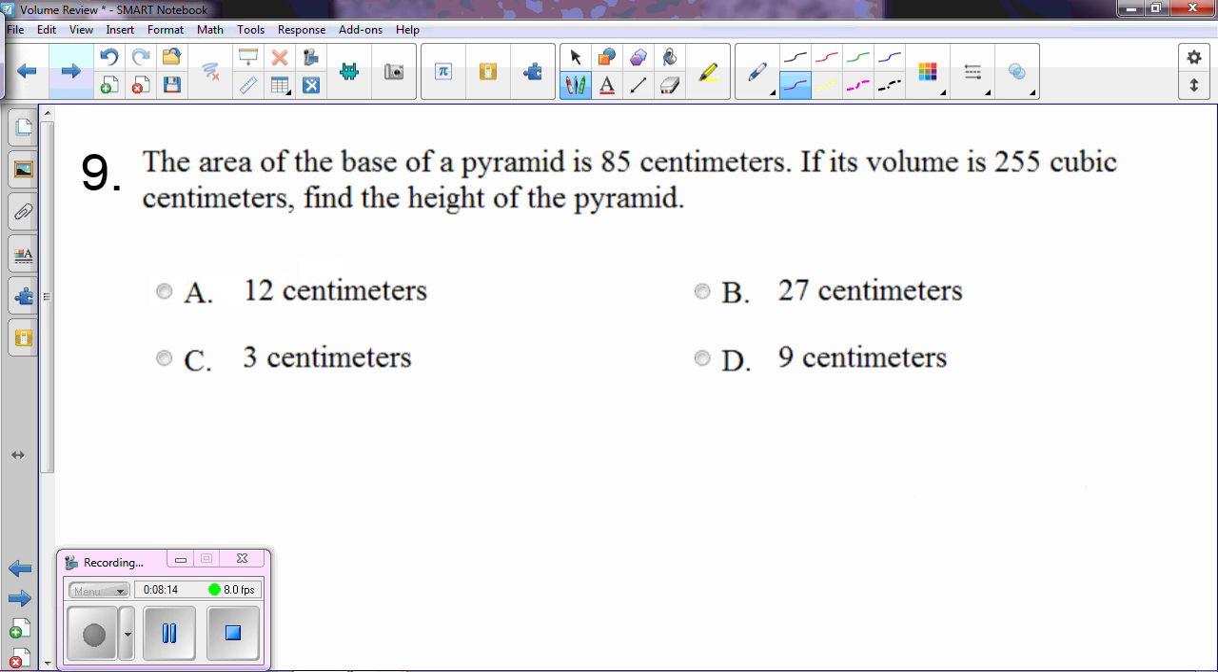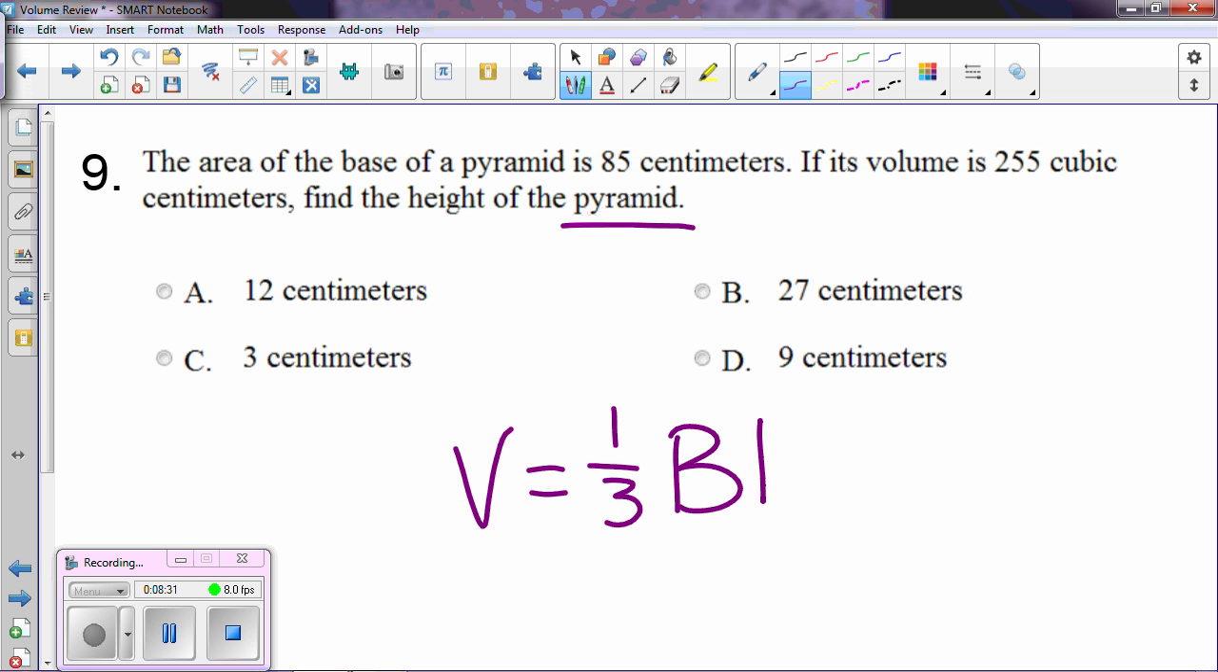The area of the base of a pyramid is 85 centimeters. If its volume is 255 cubic centimeters, find the height of the pyramid. So first, we know we are working with a pyramid. Let's come up with our volume formula for a pyramid. 1/3 capital B times H.